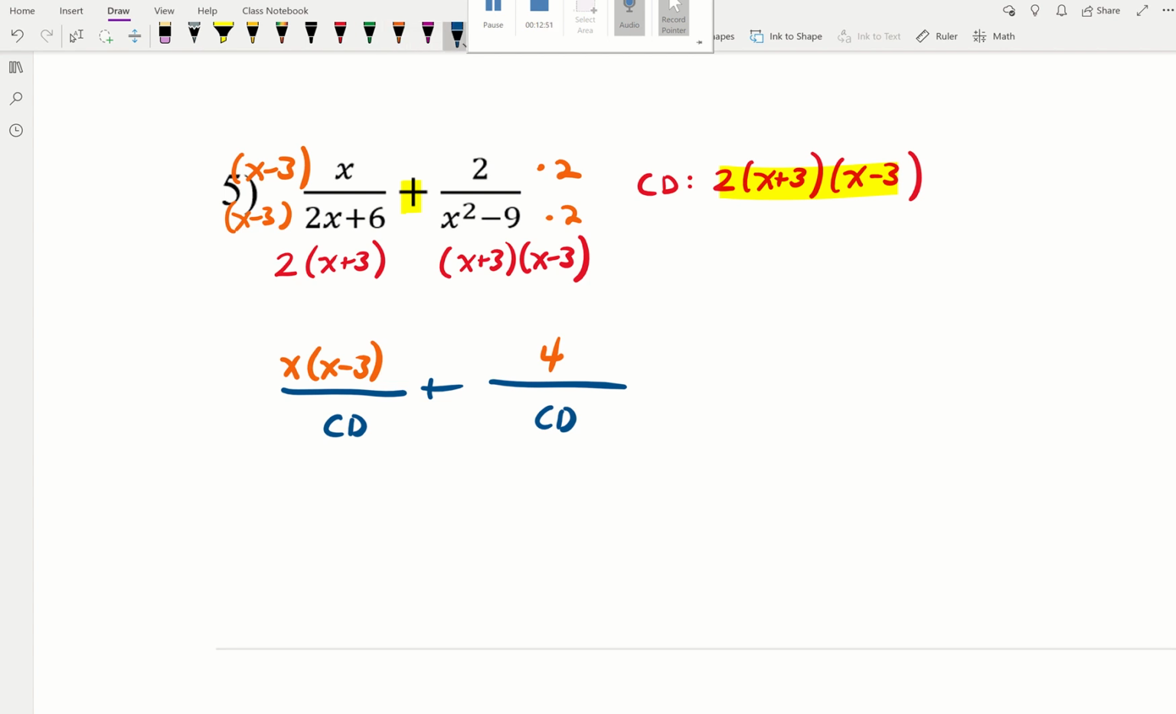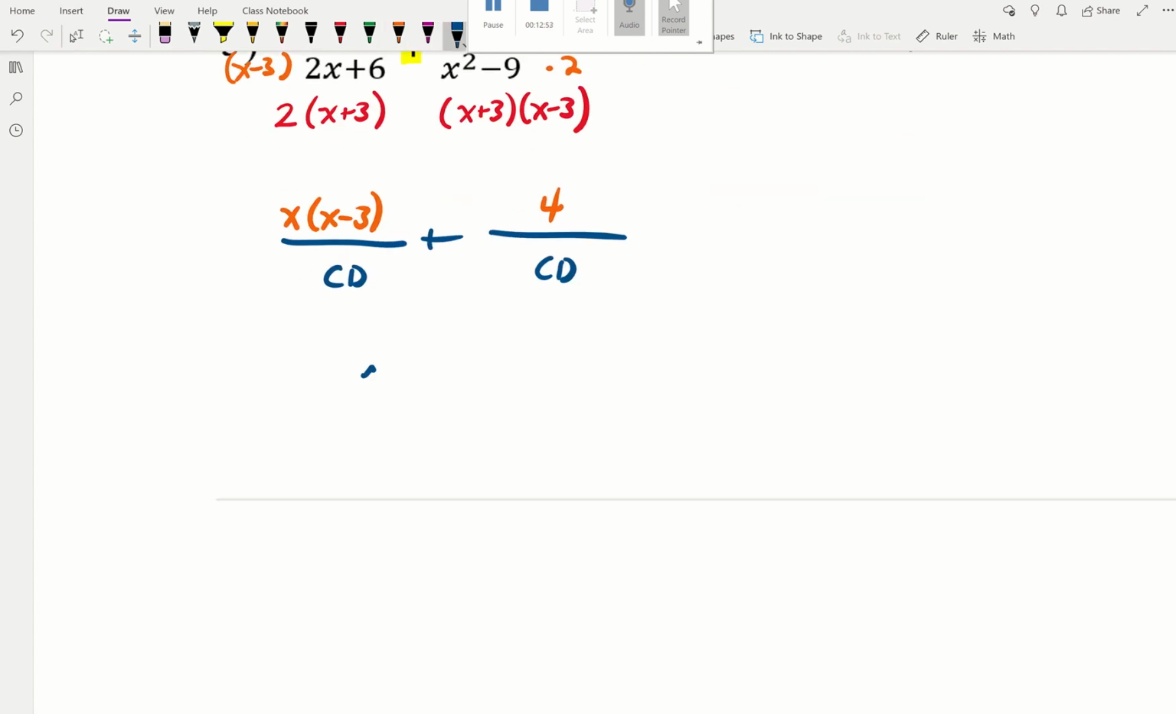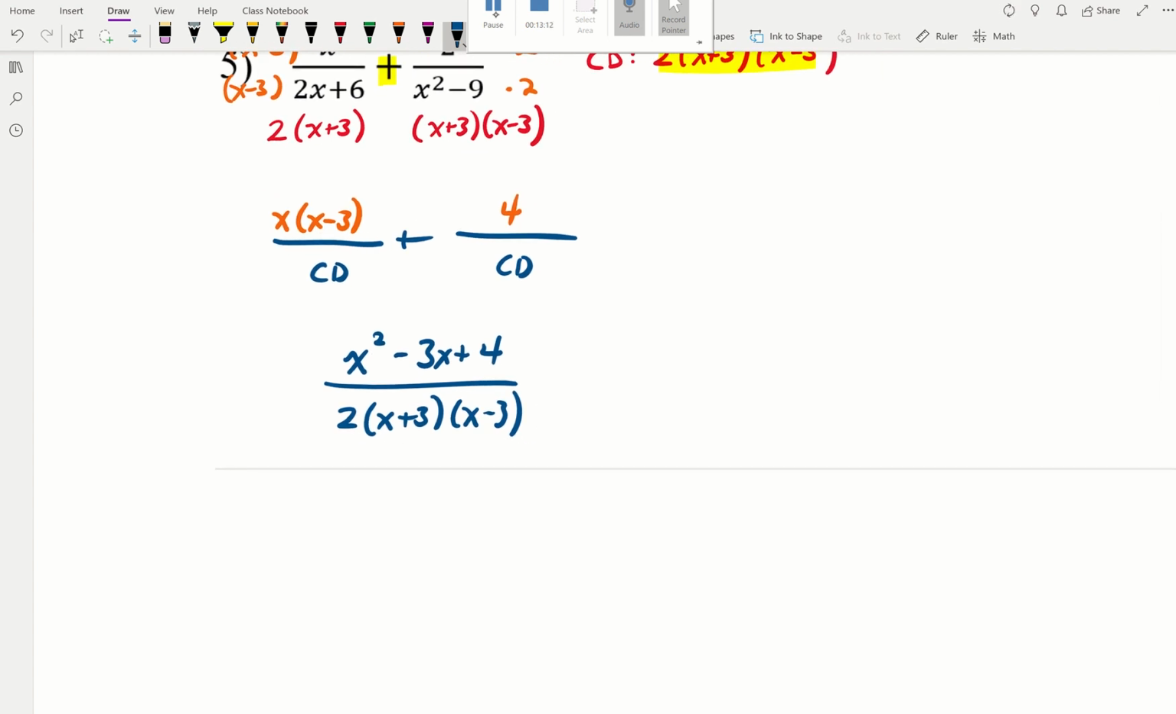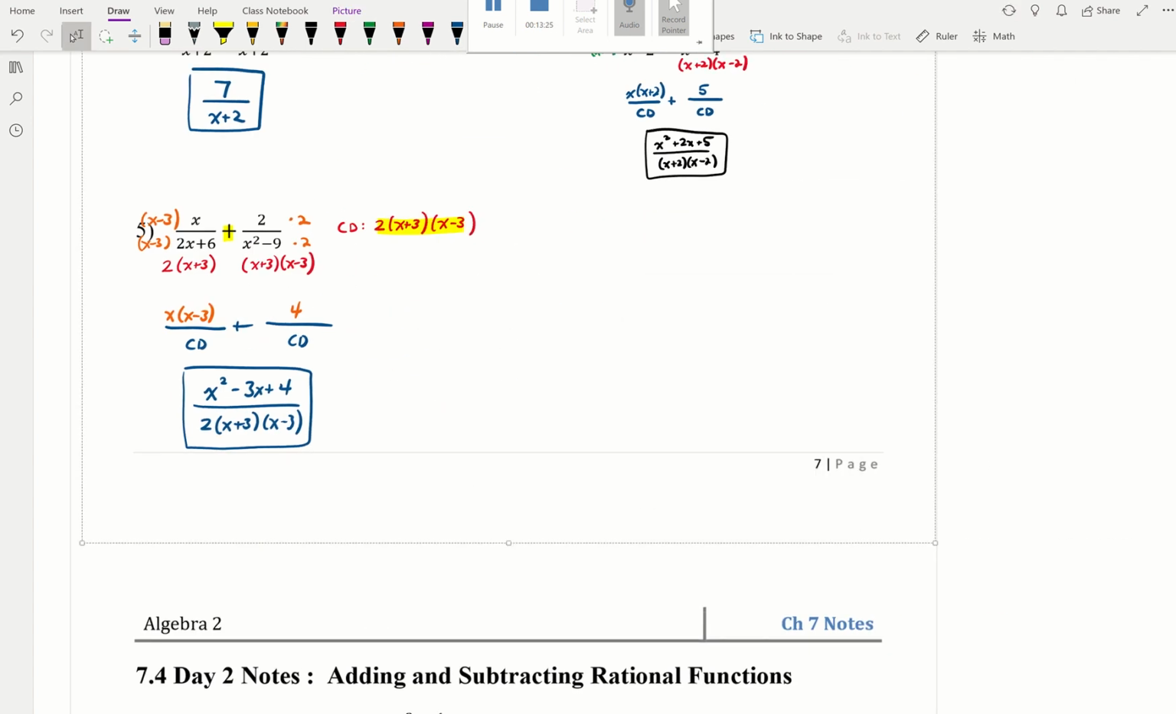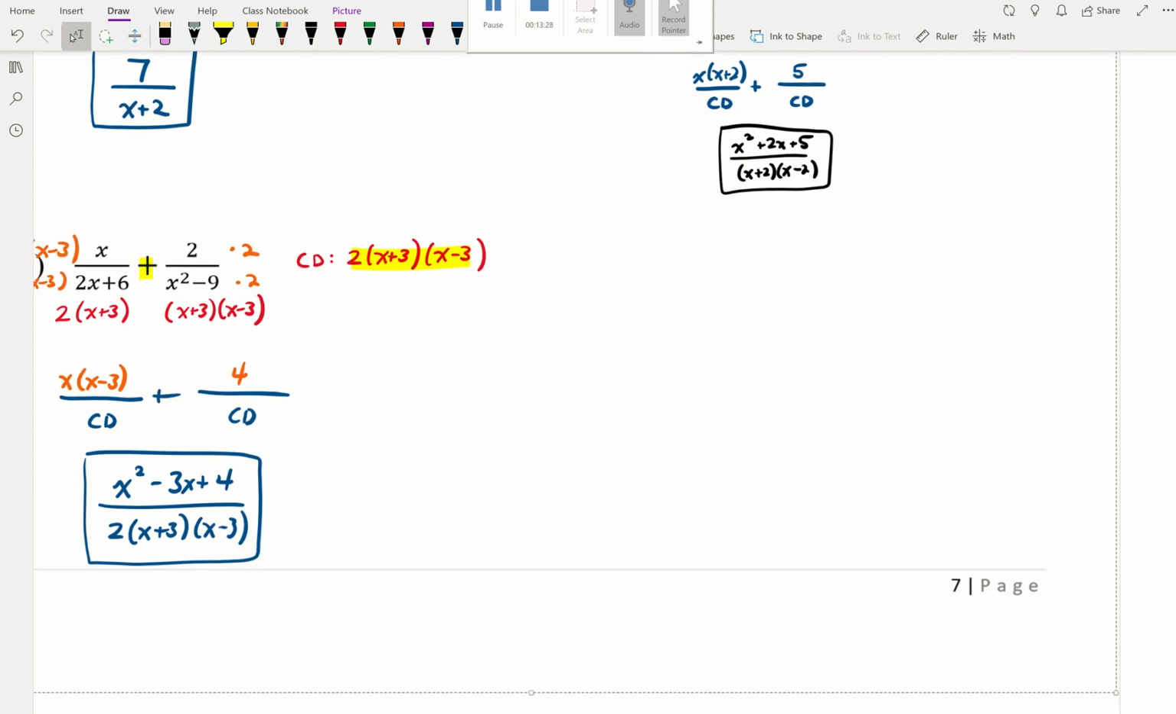All right, at that point, we can now simplify. So we're going to get x squared minus 3x plus 4 over our common denominator, which is 2, x plus 3, and x minus 3. Now again, you would only reduce if possible. Well, having a 4 here, the possible factors of 4 would be 1 and 4 or 2 and 2. So there's no way you're going to get either one of those, which means we're done. Okay. All right, so that's kind of the idea of how we're going to add rational functions.